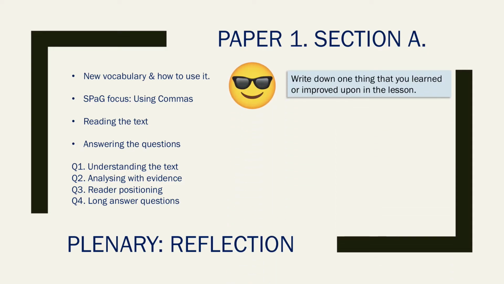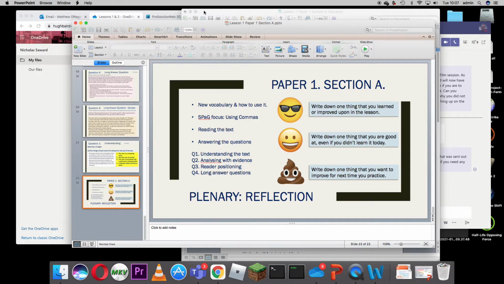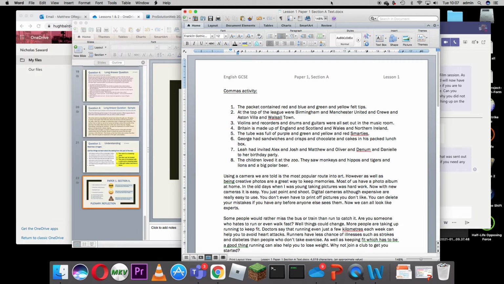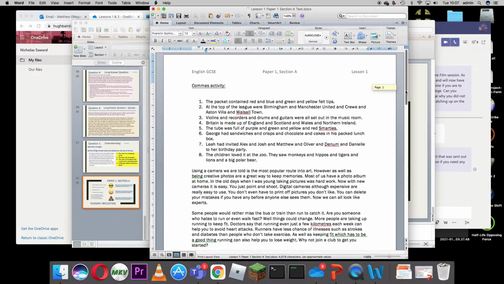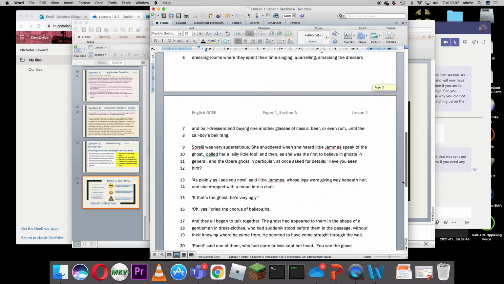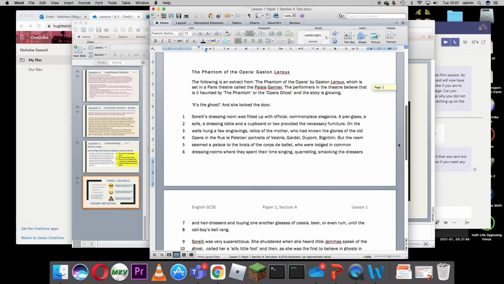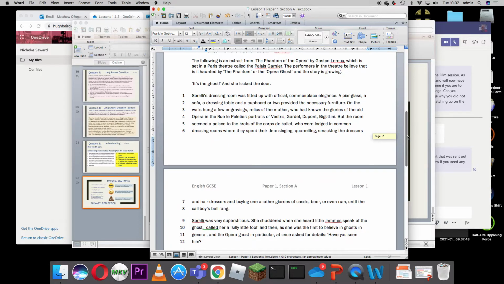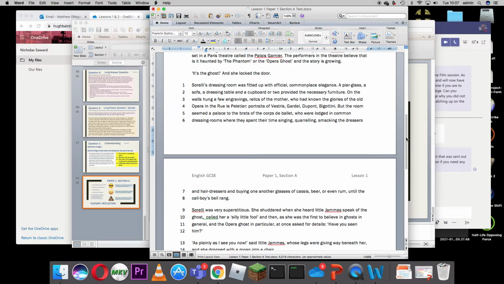Okay, what I want to do now then, I will read the extract so you can listen along and make notes. So what I'd suggest is that you open your document now, which is the extract from The Phantom of the Opera by Gaston Leroux, and then you can just follow along as I read it, highlight key points, key uses of language, and try to answer the questions or get some points for your questions as we go. Okay, so here we go.